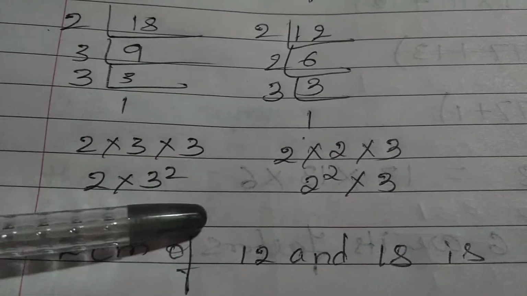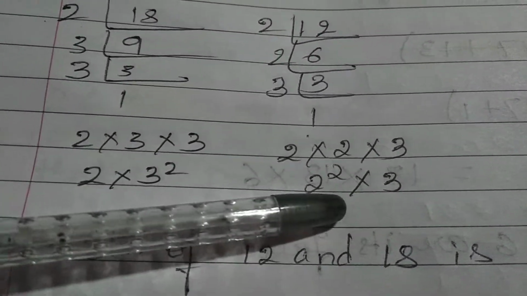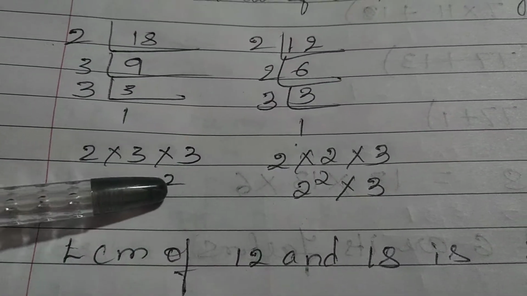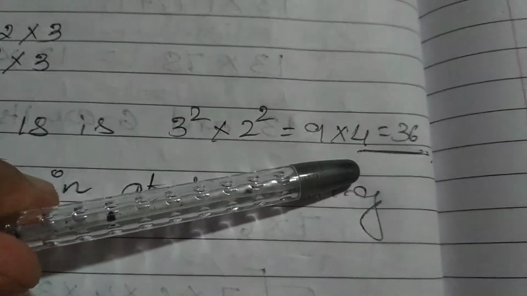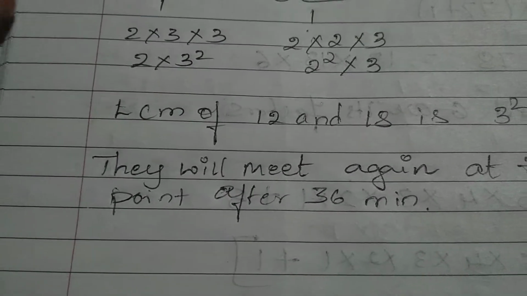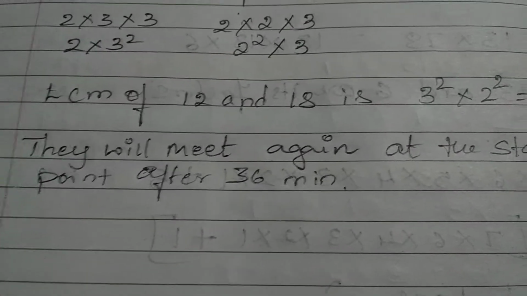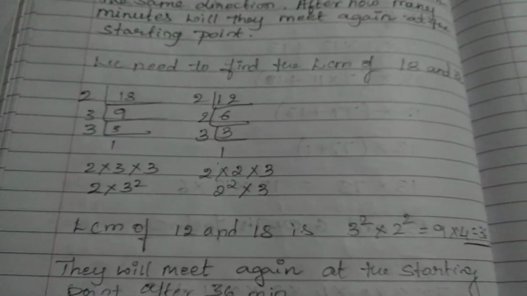Now what is the LCM? LCM is the product of the highest powers of the prime factors. See, here we'll take 3 square, here we'll take 2 square. 3 square into 2 square is 9 into 4, that is 36. So they will meet again at the starting point after 36 minutes. After 36. Got it?